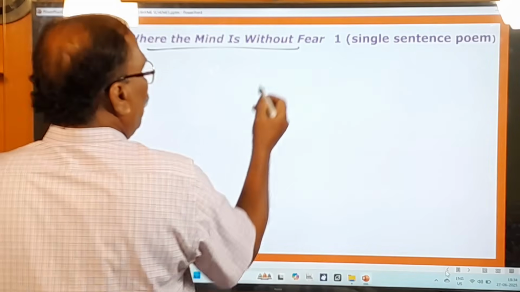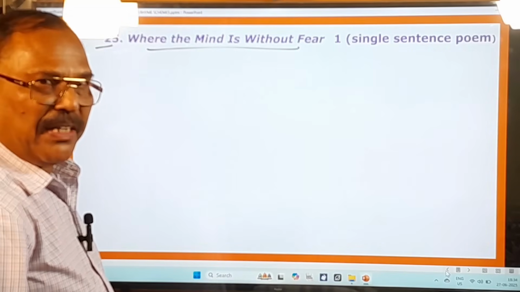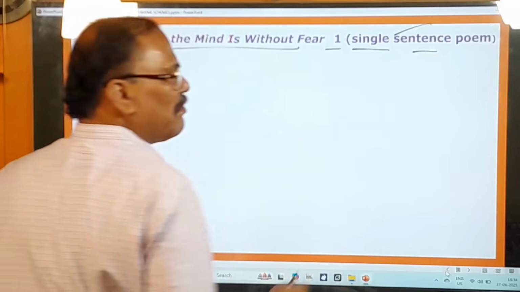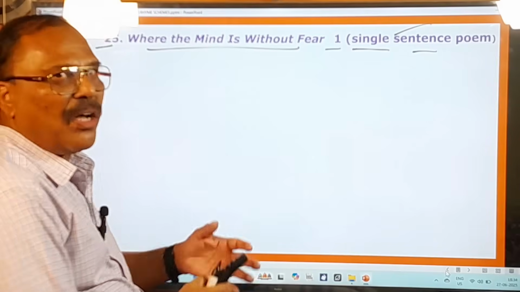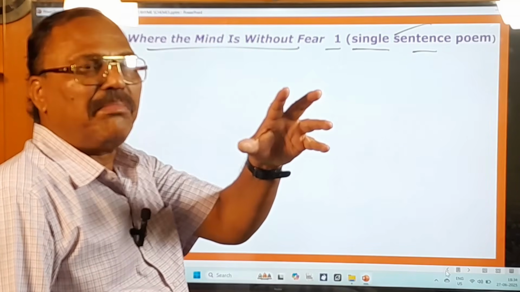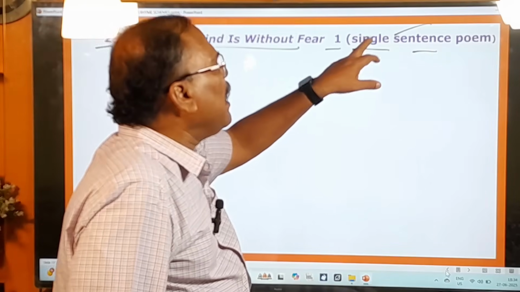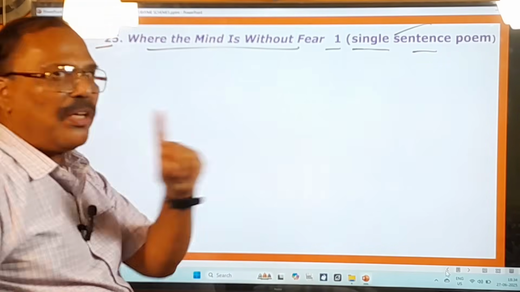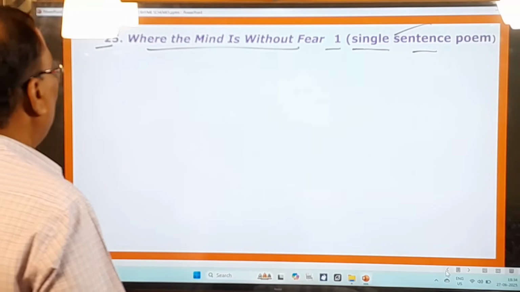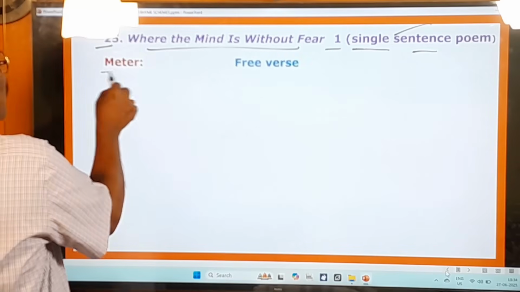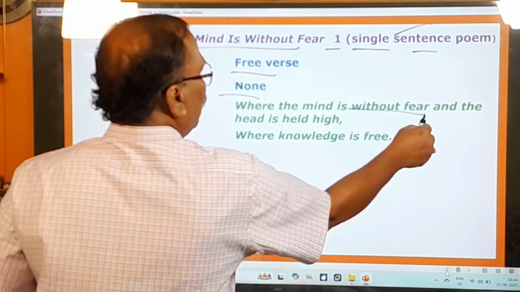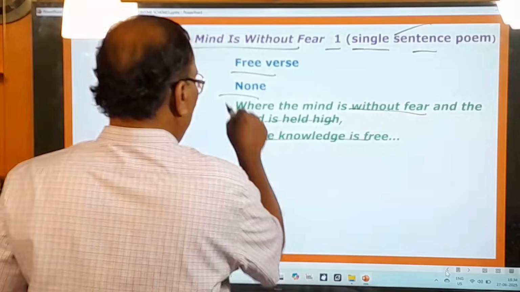25th poem, Where the Mind is Without Fear. It's a beautiful poem. One or two bits are likely to be given in the examination, and there is only one stanza. It is a single sentence poem, as I have just told you, because Rabindranath Tagore was a great, multifaceted personality, and whatever he did became a rule. From the beginning till the end, only one sentence: where the mind is without fear. No stanzas, nothing. Here you pay attention: meter, free verse again, and rhyme scheme, none. Example: where the mind is without fear and the head is held high, where knowledge is free. You know that very well.